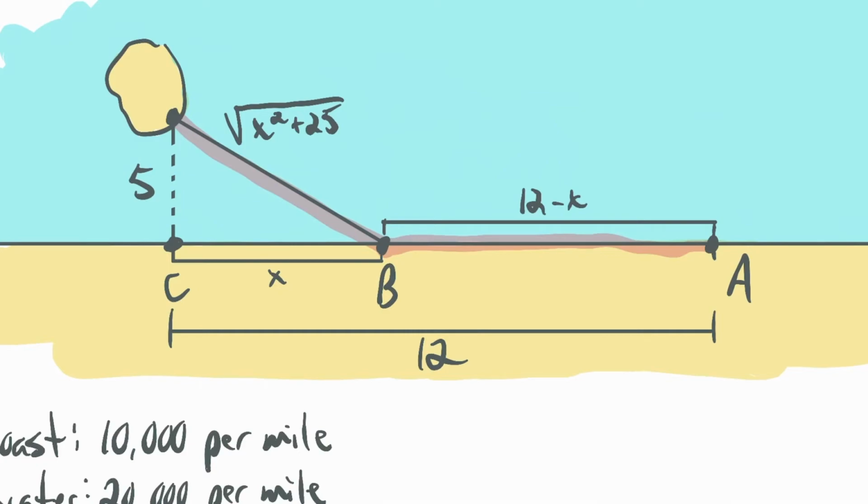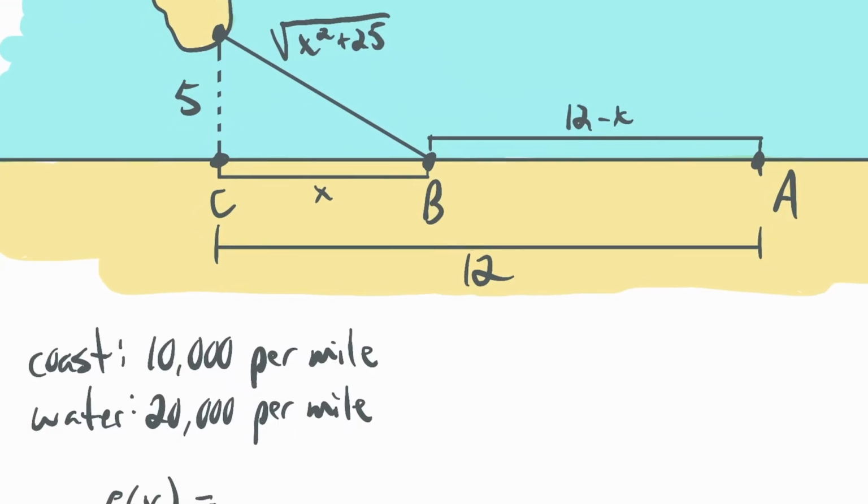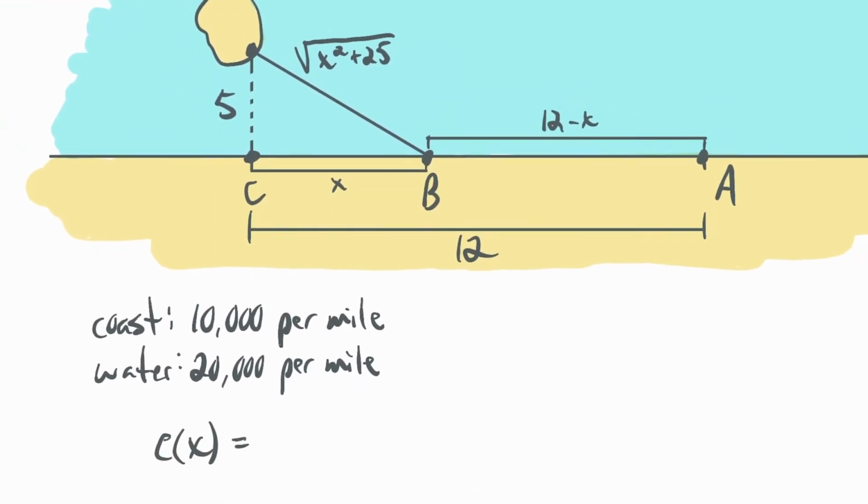But should it be entirely that section along the shoreline? Like where should B be located, right? So let's work that out. So based on these two things, the total cost, I'm just calling C for cost. I could call it T for total, but that's fine. This is going to equal the coast portion plus the water portion, right?